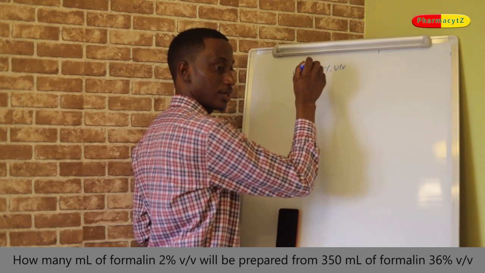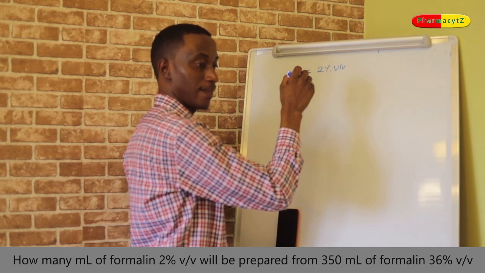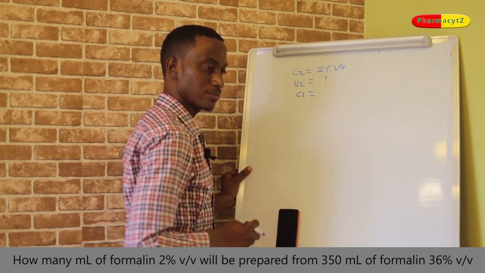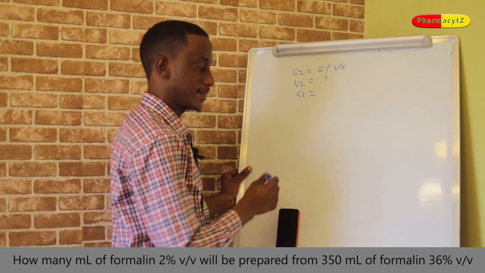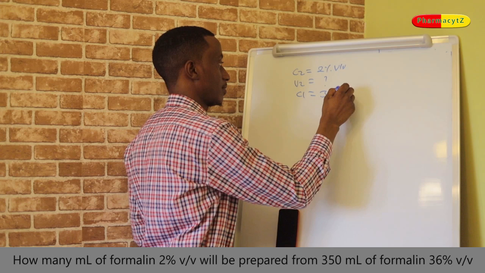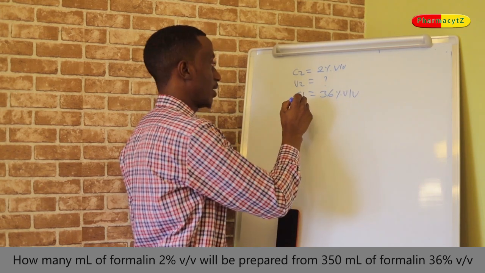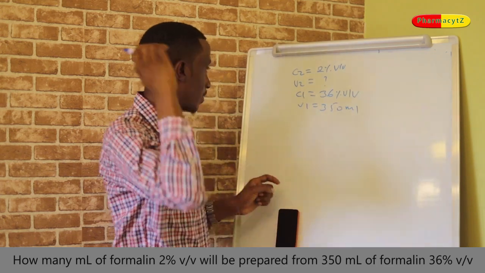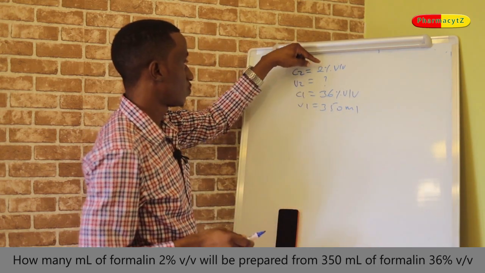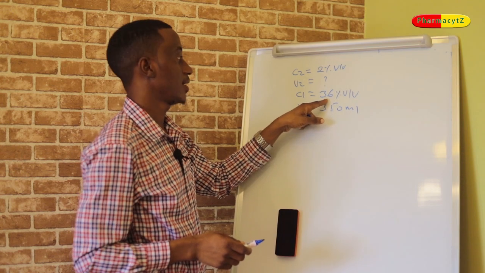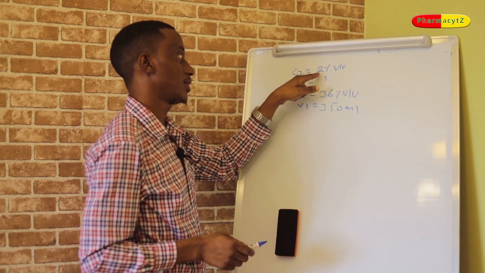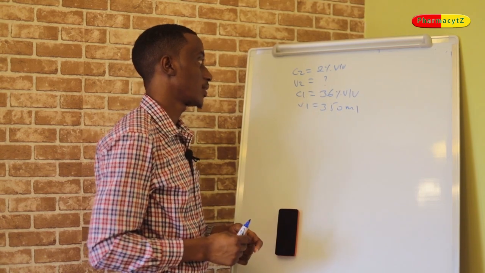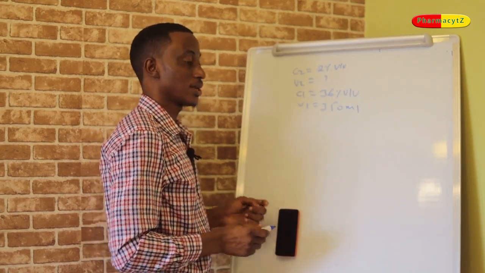volume in volume. Then we don't know how much volume 2 is. Concentration 1 is 36%, volume in volume. Then we have volume 1, which is 250 ml. You can easily note here, if you have 2 and 36, automatically the higher is concentration 1. The one which is less is concentration 2. Volume 2 we are looking for, and volume 1 is available.